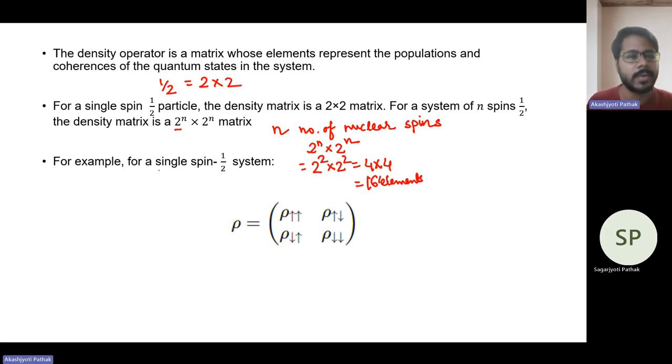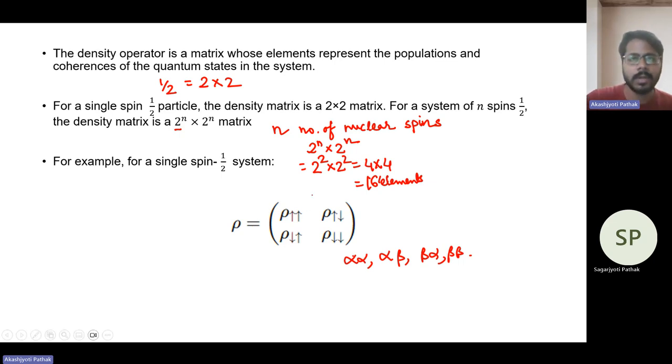Now how does a single spin half system look like? This density operator is denoted by the symbol rho. This density matrix operator will look like this: rho spin up, rho spin down. Like we had seen, it can exist in alpha alpha, alpha beta, beta alpha, and beta beta. So that is what is represented in a density operator.